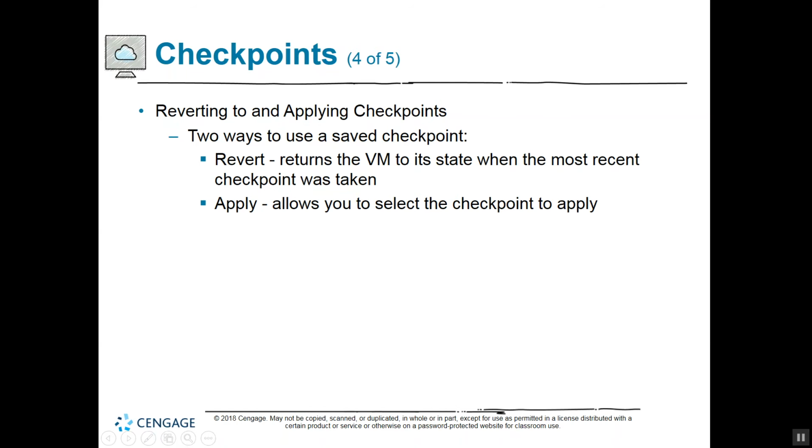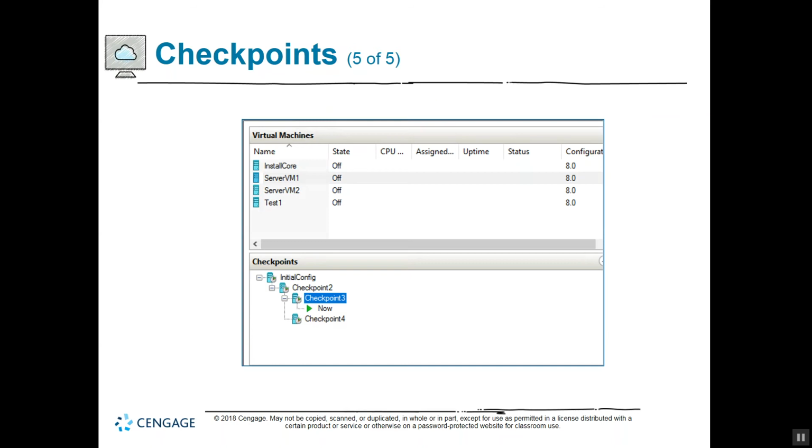There are two ways to use a checkpoint. You can revert or apply: go back to a certain one, or apply a checkpoint that was taken at a certain time. So here we are, we've got some checkpoints. We've got checkpoint 2, checkpoint 3, checkpoint 4.